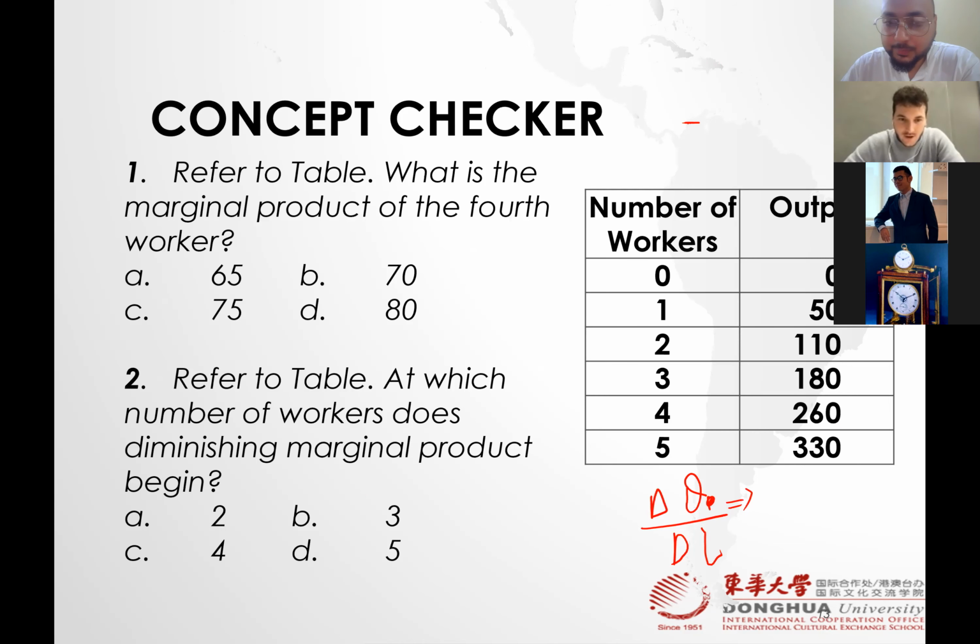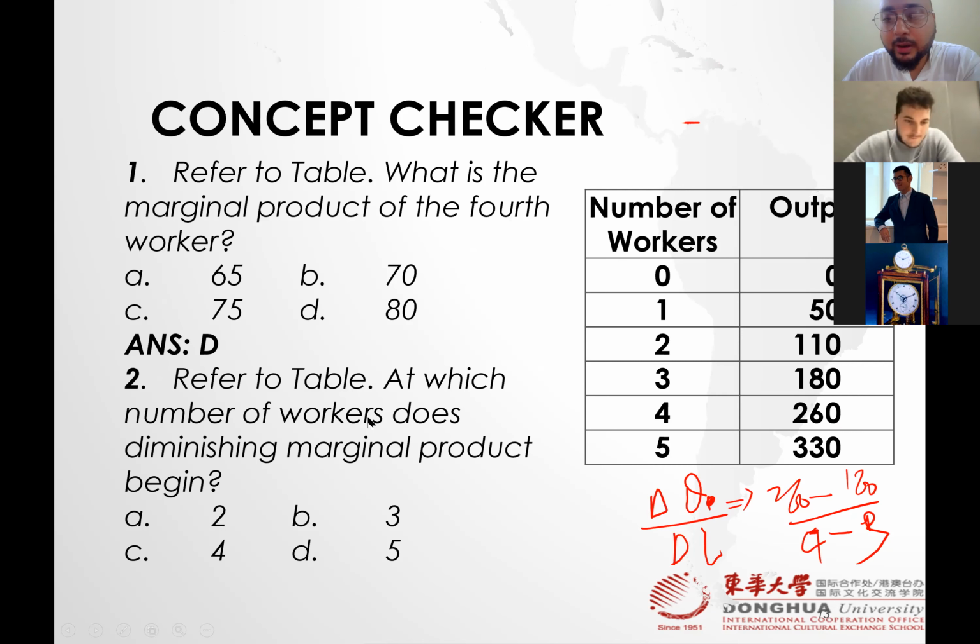Well, I think 80. Right? You just subtract it. So 260 minus 180, 80 divided by 4, 4 minus 3, 4 minus 3 on 80. How about the second one?